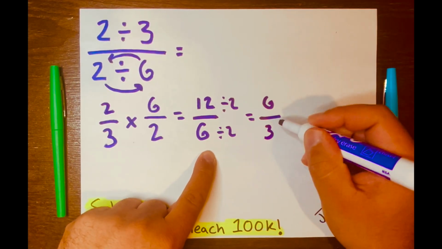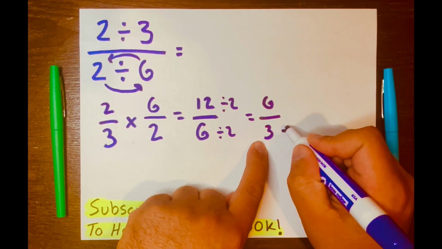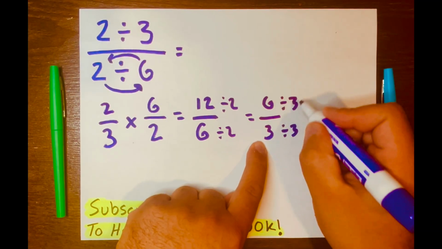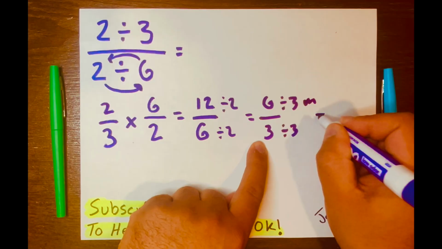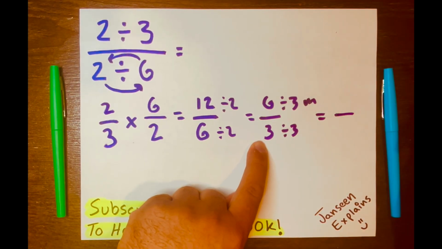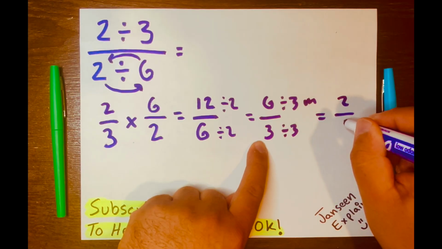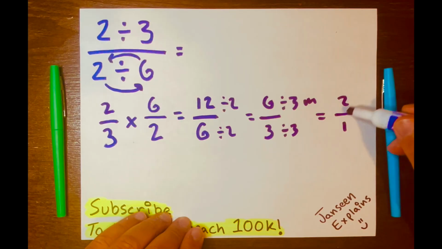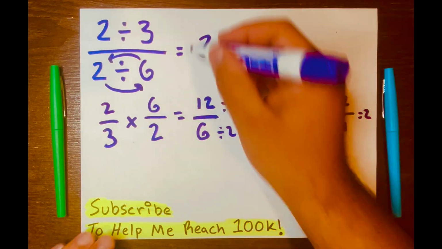3. Now we have 6 over 3, and we can just divide 6 divided by 3, which gives us what? 2. And 3 divided by 3 equals 1. And now we have 2 over 1, and we know 2 over 1 equals 2. So your answer is 2. And there you go.